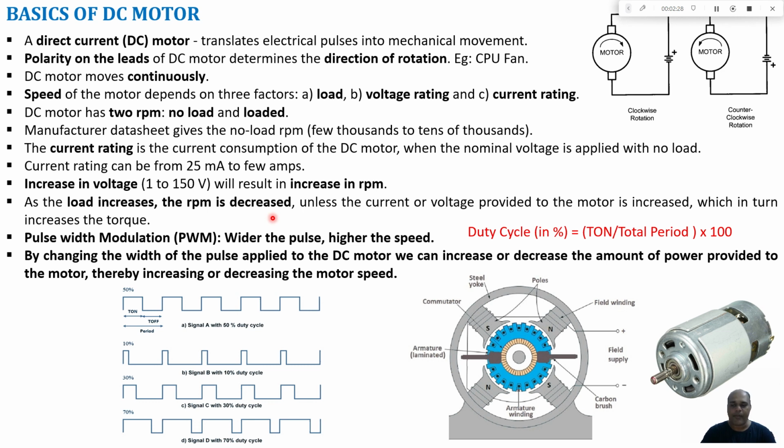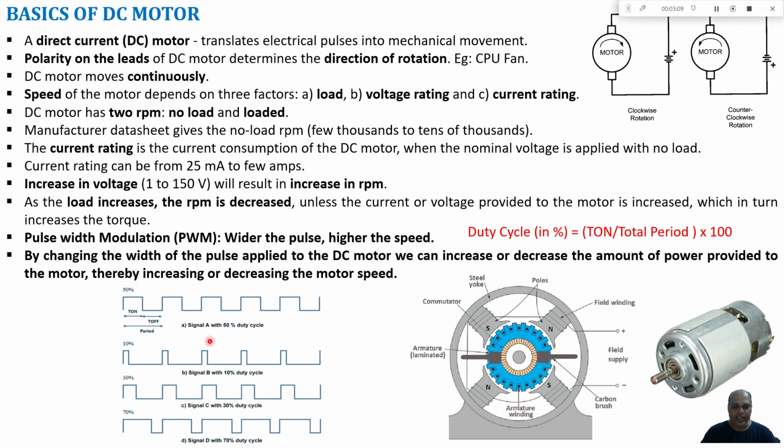Another very popular technique to vary the speed of your DC motor is pulse width modulation, where we generate a square wave with different duty cycles. The duty cycle is specified by the on time per the total time period. In a square wave, we will have on time and off time. So the total period is nothing but on time plus off time. Out of the total period, how long we have the on time determines the duty cycle of a square wave.